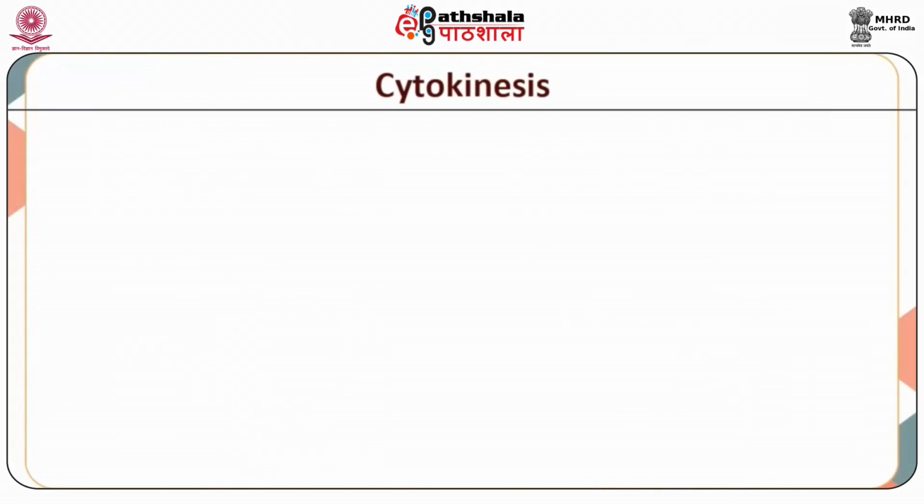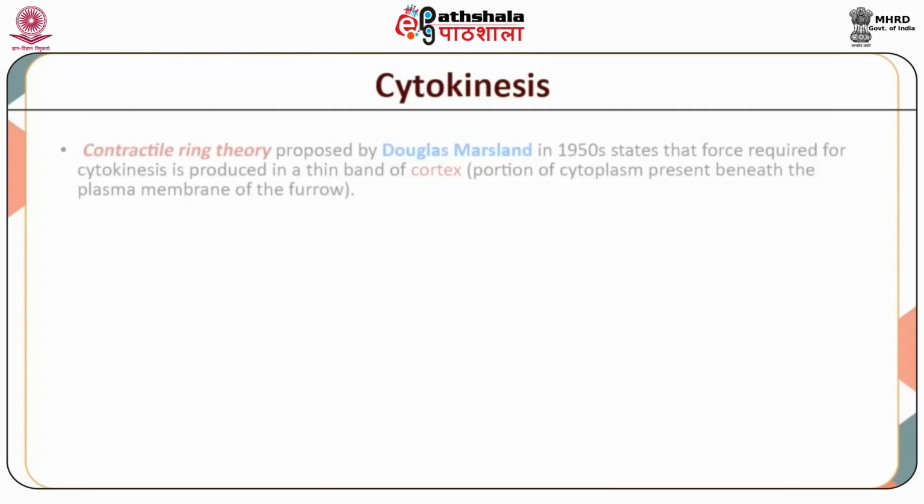In the case of animal cells, the plane of cytokinesis is the same as that occupied by the chromosomes during metaphase. One theory, proposed by Douglas Marsland in 1950, is known as the contractile ring theory. It states that the force necessary for cytokinesis is produced in a thin band of cortex. Cortex is a portion of cytoplasm present beneath the plasma membrane of the furrow.